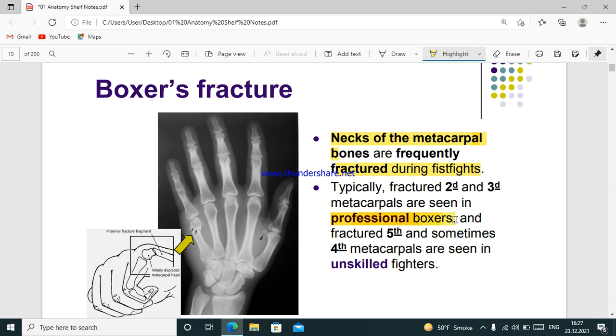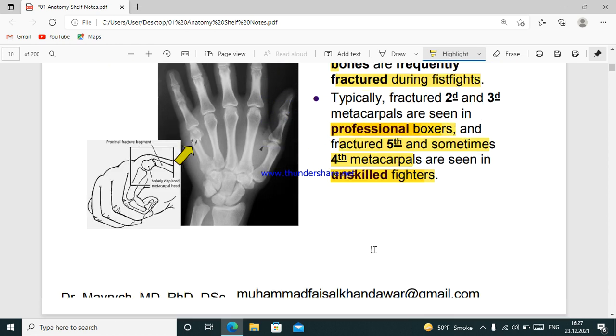In professional fighters like Habib and McGregor in UFC and other fist fight games, the second and third metacarpals are seen to be fractured. And fractures of the fifth and sometimes fourth metacarpal are seen in unskilled fighters. When there is an unskilled fighter, a street fighter, you can say, those fighters who have no skill, their fifth and fourth metacarpals may be fractured.